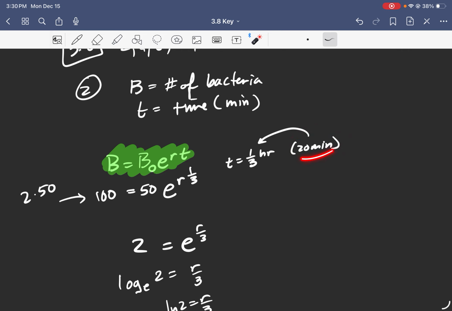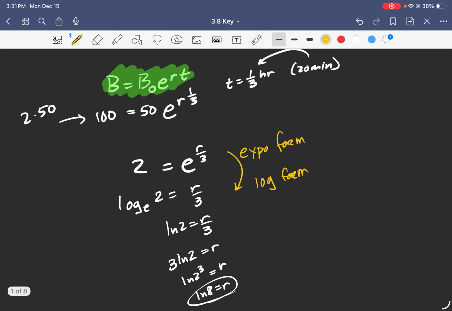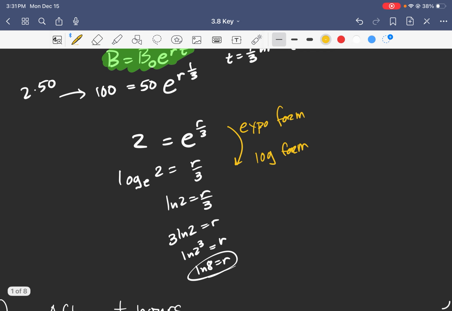So that means 20 minutes would be 1/3 of an hour. So when you plug in 1/3 of a time, you should get out 100 for your number of bacteria. So then when we solve, we get this. So now this is in exponential form. We can convert this into log form. And notice it's log base e of 2 is equal to r over 3, but log base e of 2 is just natural log of 2 is equal to r over 3.